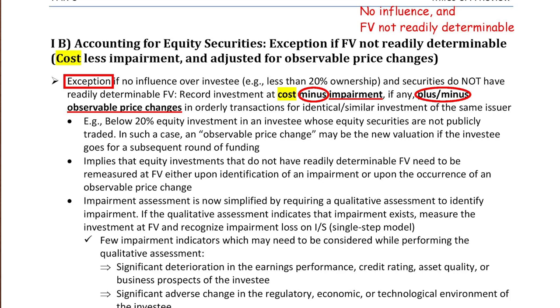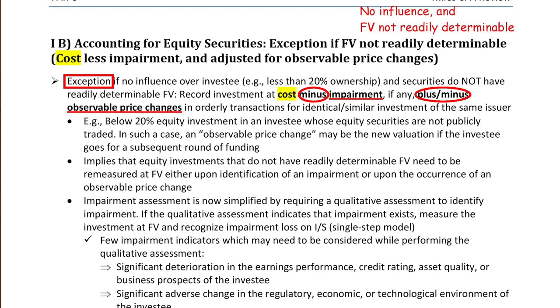Of course, periodically, the investor determines if those securities are impaired. If yes, there are going to be impairment losses. Also, the investor needs to be on the lookout for any observable price changes of those equity securities. Think about it. Let's say the investee goes for a subsequent round of funding, which leads to a new value for the equity securities. Now, that is an observable price change, which needs to be factored by the investor in the value of the investment.